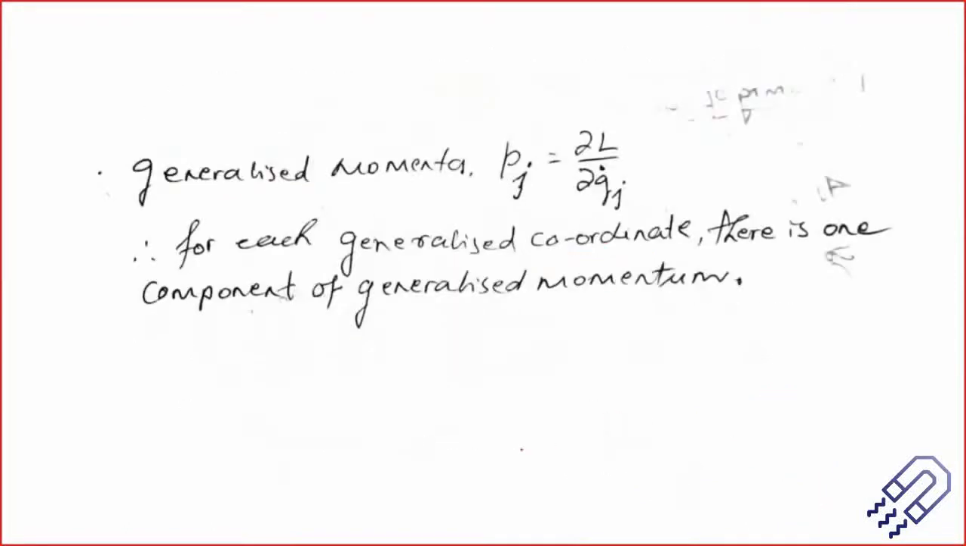So this is your generalized momenta, and this is included in the Hamiltonian, and this actually gives me more information compared to only the generalized velocity. If you consider a single generalized coordinate, let's say along the x-axis, there is only one component of generalized momentum. If you consider three generalized coordinates, you will have three generalized momenta.